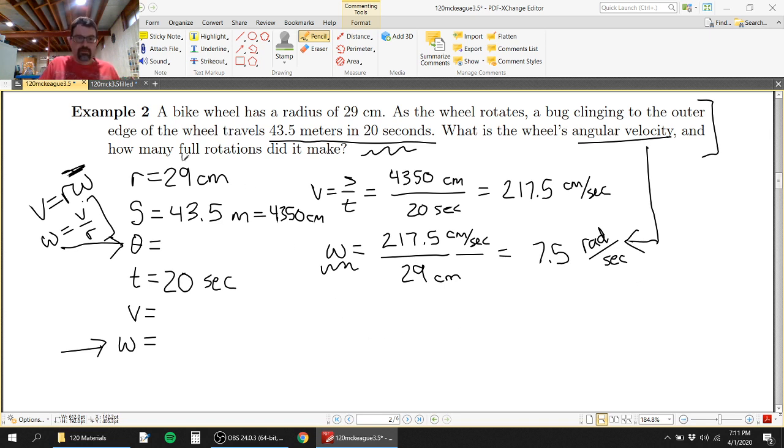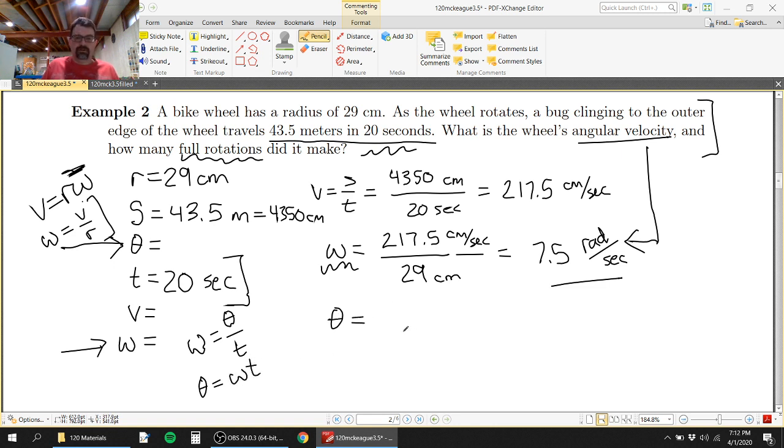The other question here is how many full rotations did it make? Now, there's even 2 ways to go about this. We know this lasted for 20 seconds, and we were doing 7.5 radians per second. So, we wrote down earlier, omega is theta over t. And you could also use this formula to get theta. It's, again, another formula with 3 variables, and if you know 2, you can get the third. If you multiply both sides by t, theta would be omega times t.